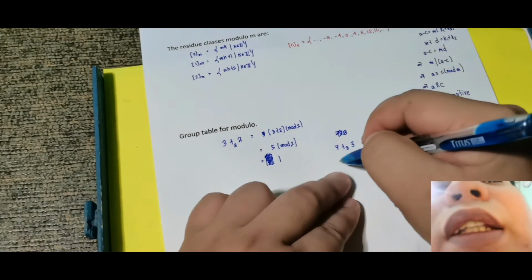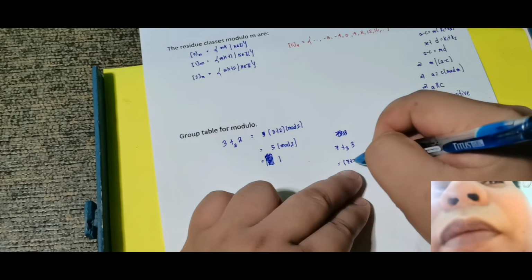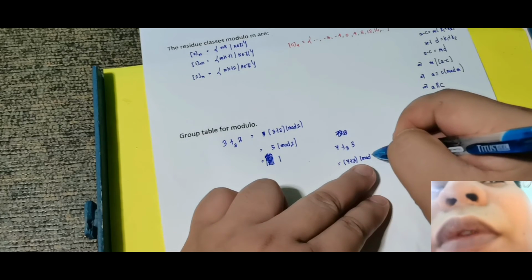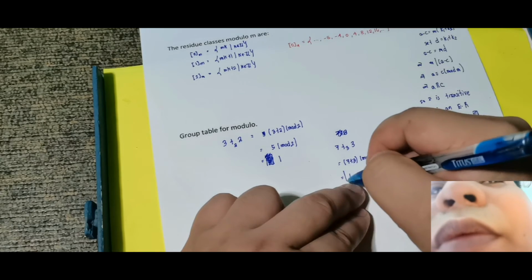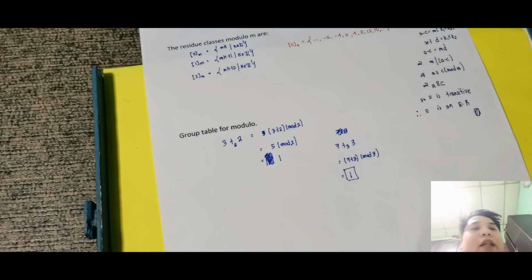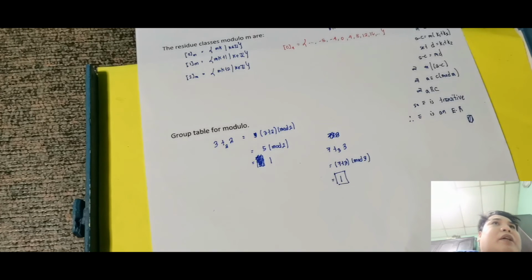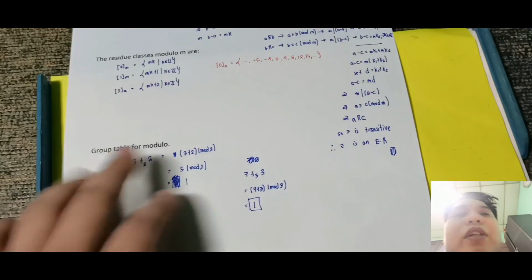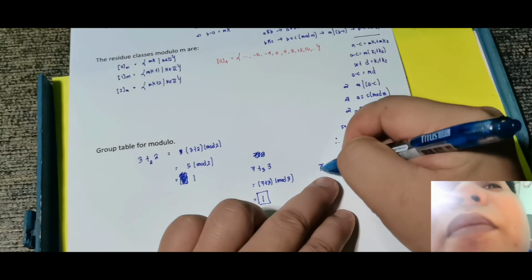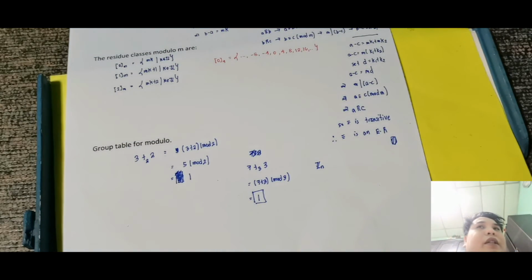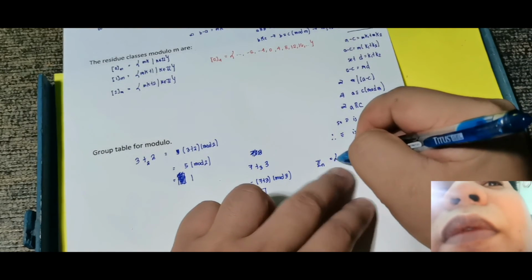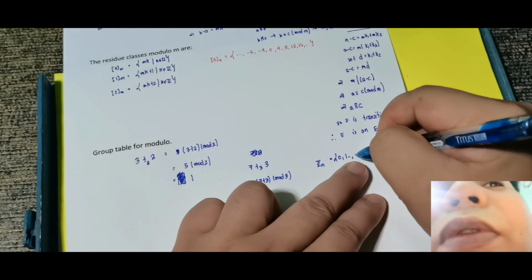Dito naman, this is 7 plus 3 modulo 3, which is equal to 1, kasi 10 divided by 3 will leave a remainder of 1. Huwag ka magugulo about dito. Kaya nga sinabi ko group table for modulo. So gagawa tayo ng group table. For example, meron papakilala sa inyong set. Kunyari meron ako sinabing C sub n. Ang ibig sabihin ng C sub n is the set containing 0 up to n minus 1.